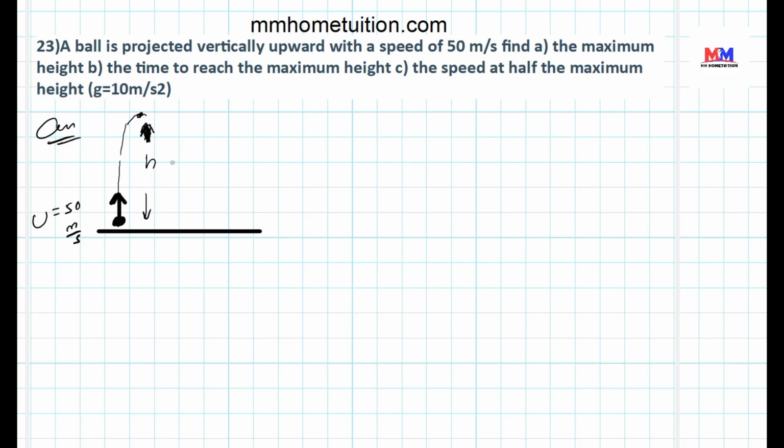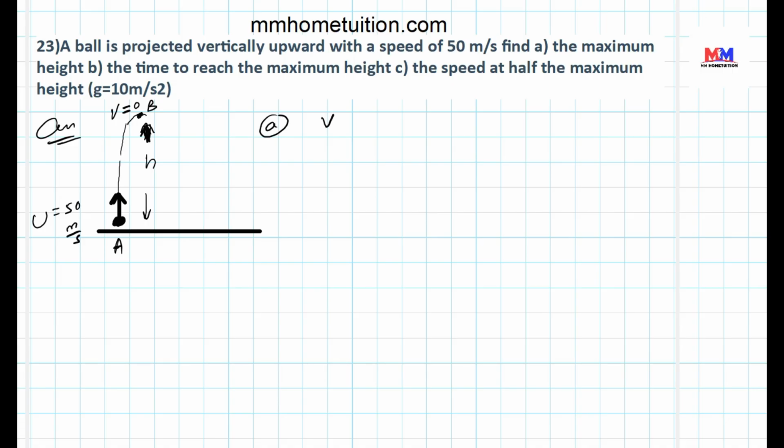So the projection point is A and the maximum height is B. Find the maximum height. At the highest point, the vertical velocity equals 0. Initial velocity equals 50 meter per second.